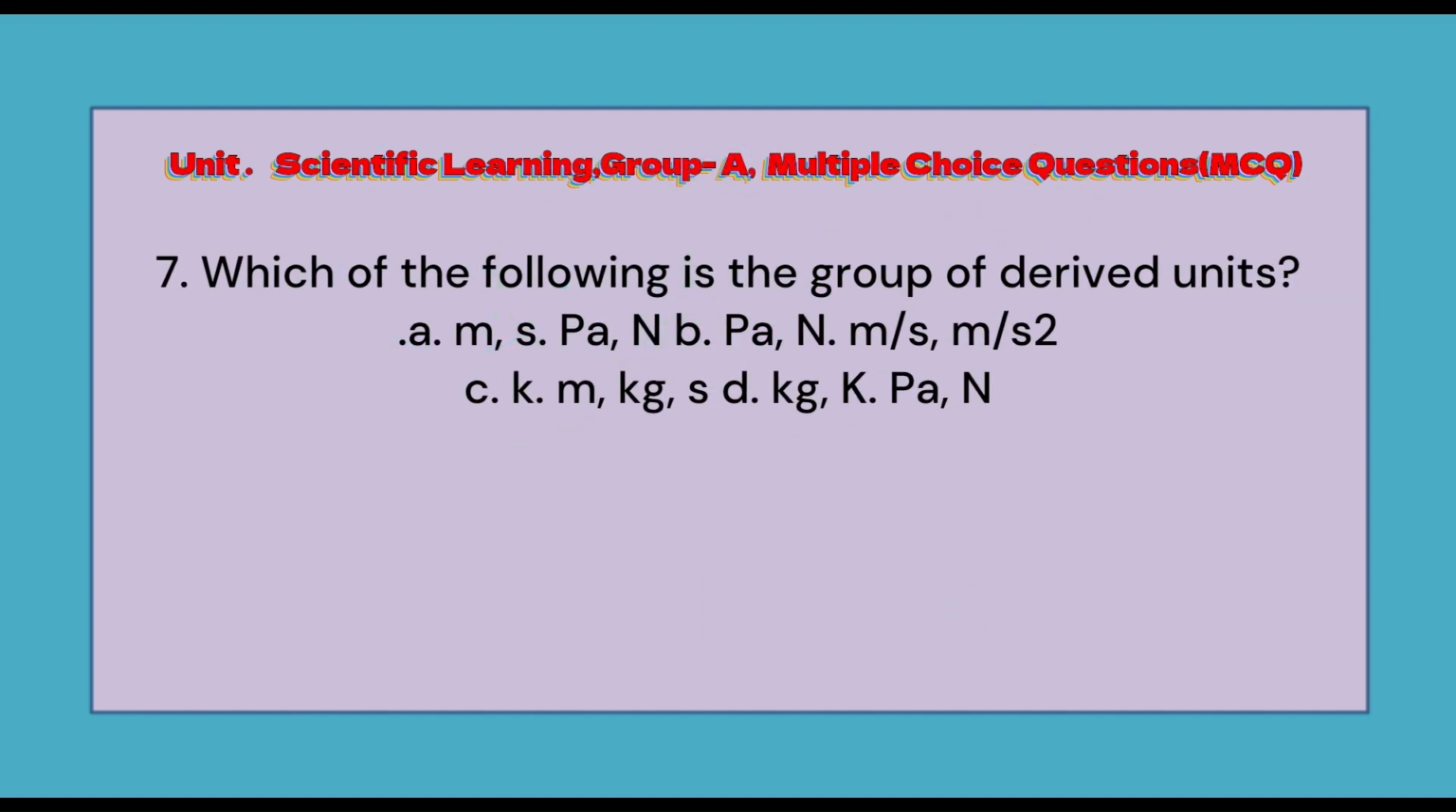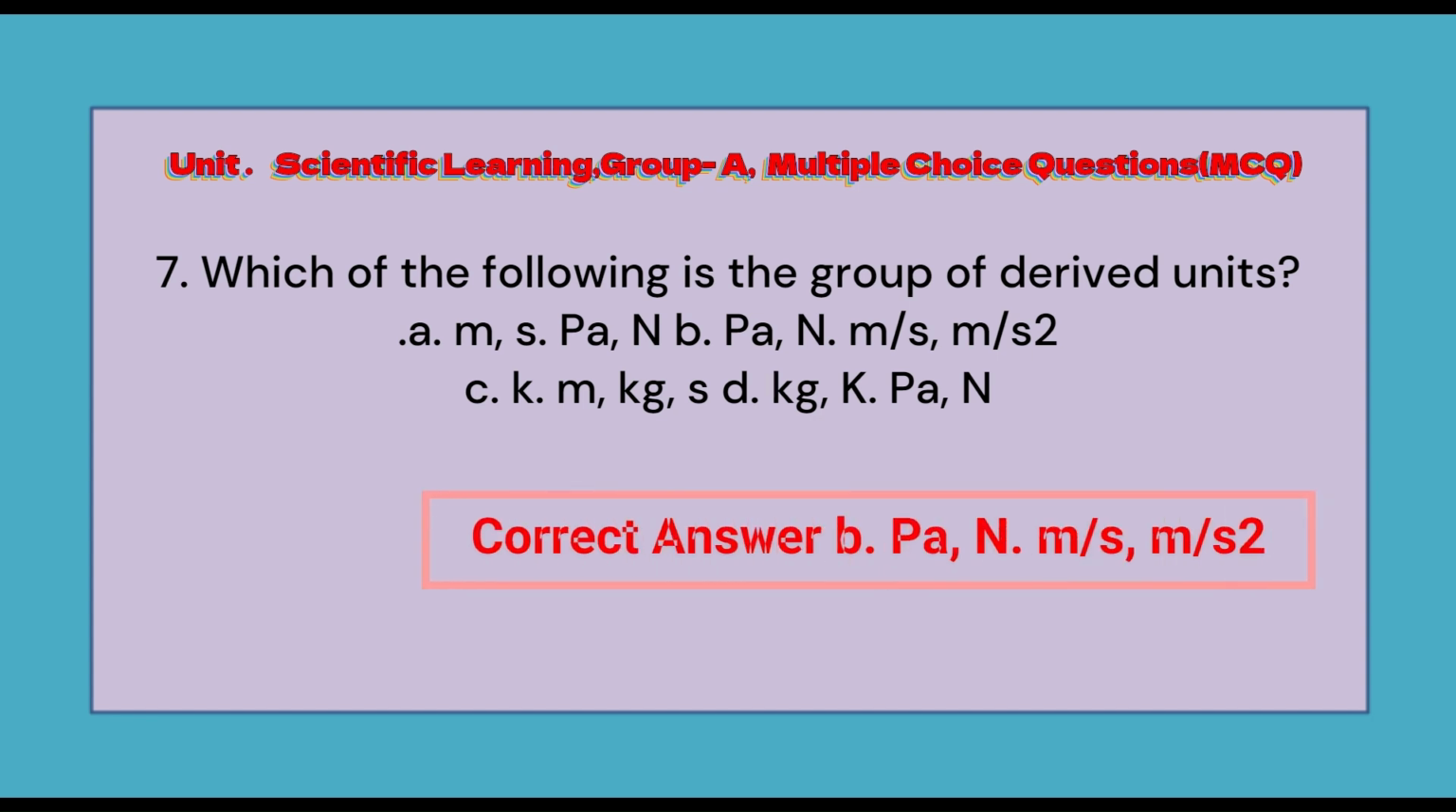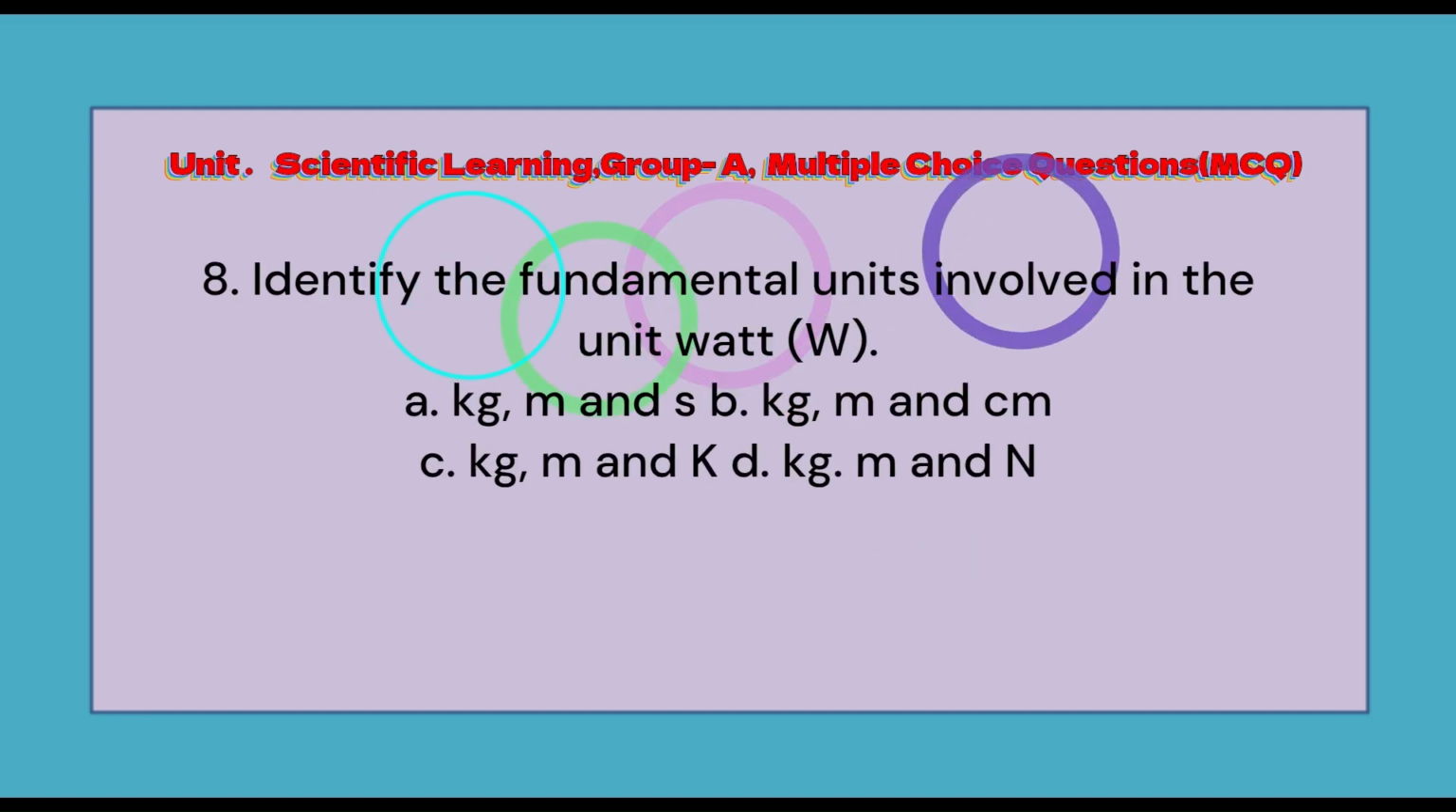7. Which of the following is the group of derived units? A. Meter, second, Pascal, Newton. B. Pascal, Newton, meter per second squared. C. Kelvin, meter, kilogram, second. D. Kilogram, Kelvin, Pascal, Newton. Correct answer B. Pascal, Newton, meter per second squared.